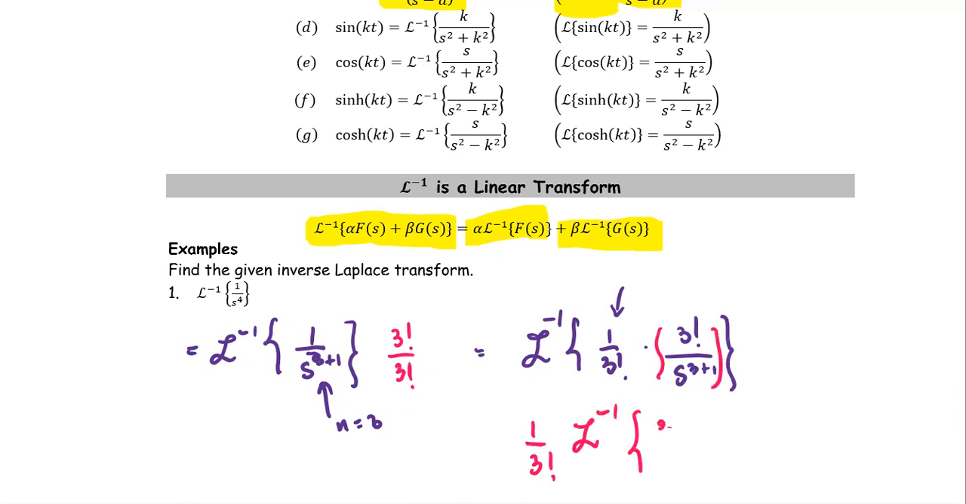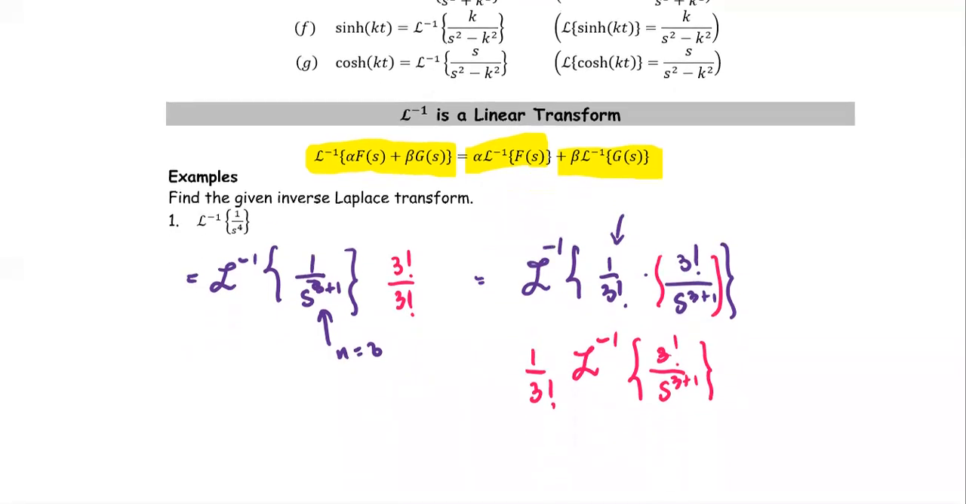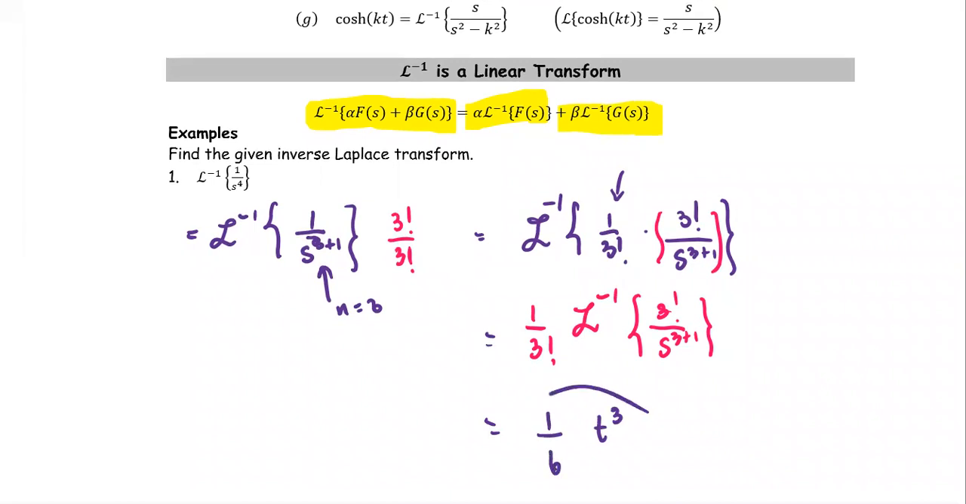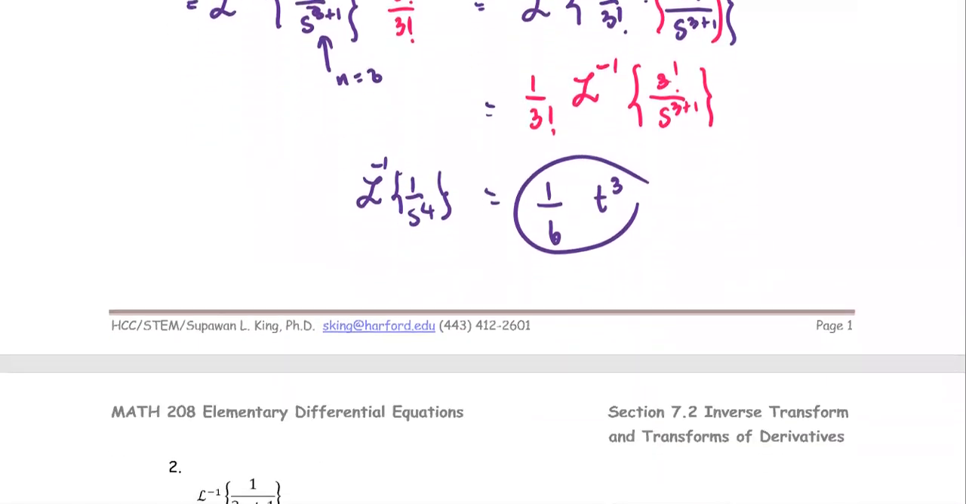And for 3 factorial over s to the power 3 plus 1, the inverse Laplace of this is t to the power 3 with the coefficient 1 over 6, which is from 1 over 3 factorial. So the inverse Laplace of 1 over s to the fourth is 1 over 6 multiplied by t to the third.